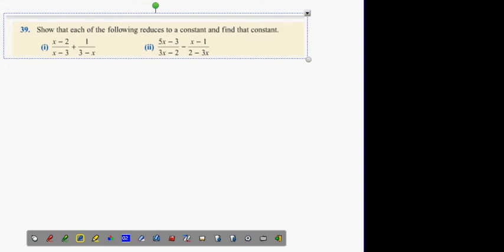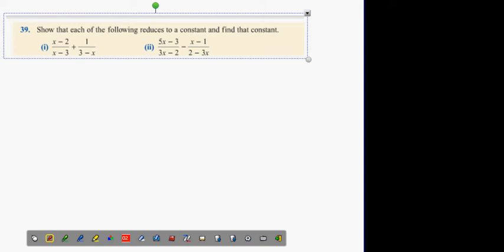Okay. Show that each of the following reduces to a constant and find that constant. There are 2 different ways of doing this question, okay? Now it's going to be difficult. I'm going to show you the hard way first. Let's see if we can do it the hard way.